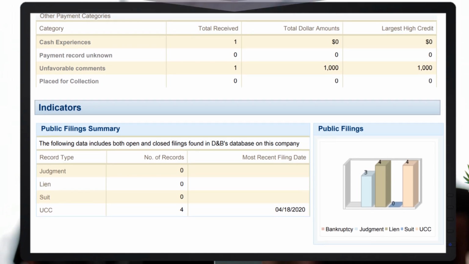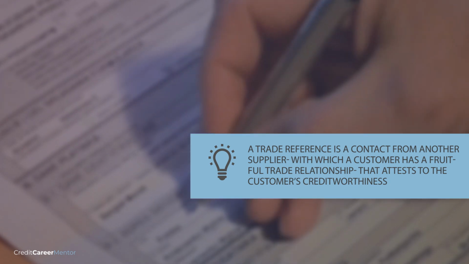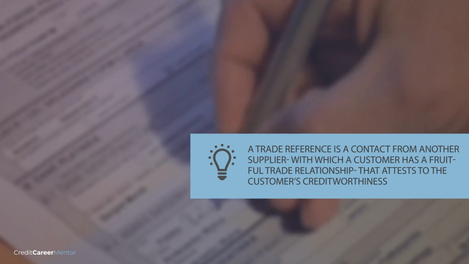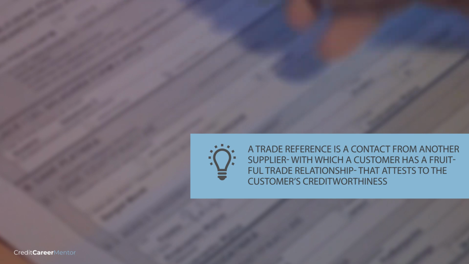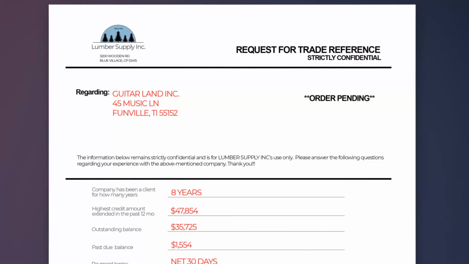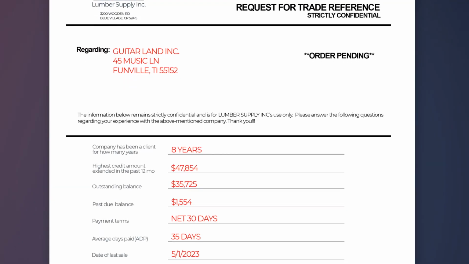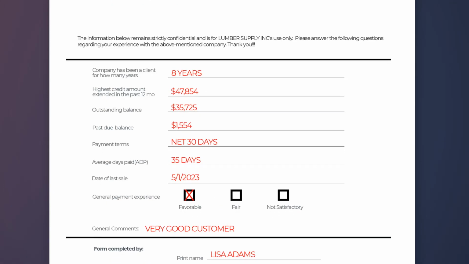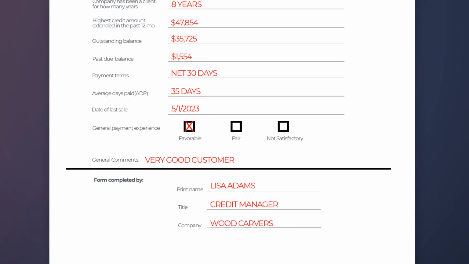Customers applying for credit are typically required to provide at least 3 trade references on their credit application. A trade reference is a contact from another supplier with which a customer has a fruitful trade relationship that attests to the customer's creditworthiness. A typical trade reference will include number of years doing business together, highest amount of credit extended, current balance, amount past due, average days it takes to receive payment, date of last sale, and an overall opinion on the customer's creditworthiness.